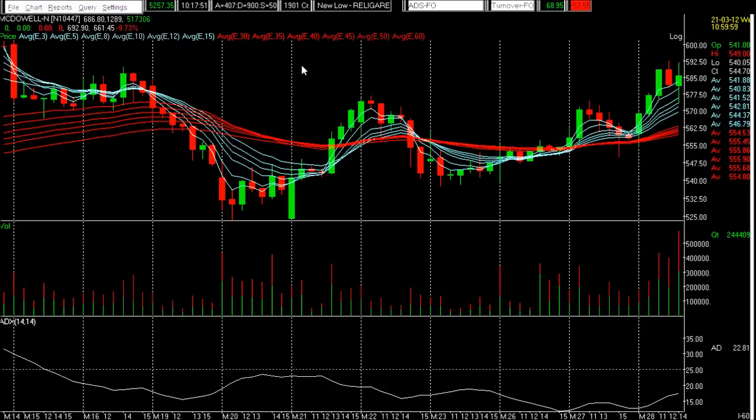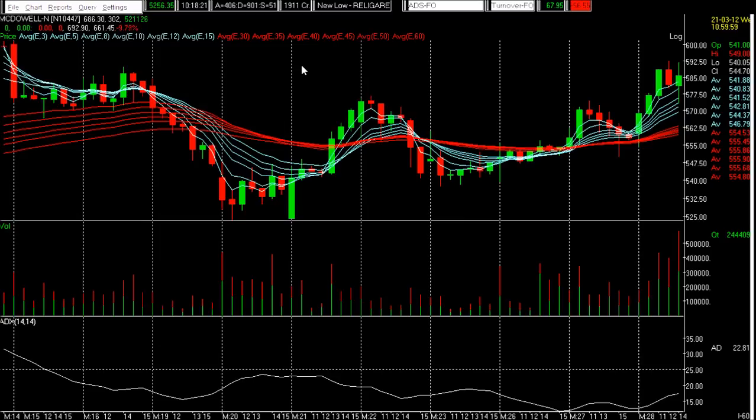So anything between 30 and 55 is a very good trend. Above 55, the trend is almost over and it can reverse anytime. So anything above 55 is a no, and anything below 30 is a no for me.